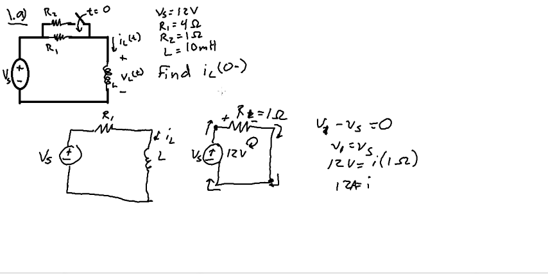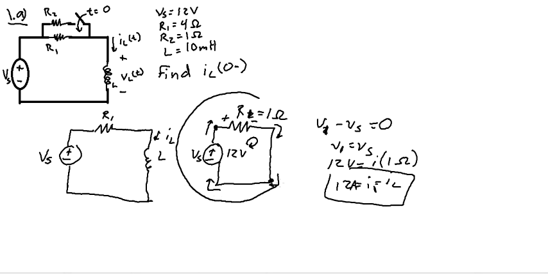So we know that the I of L is equal to the I across the R, I'll call that I1. So this also equals IL. And that's your answer. This is your equivalent circuit. Things you need to know for this is KVL and voltage of a resistor. And that's pretty much it.